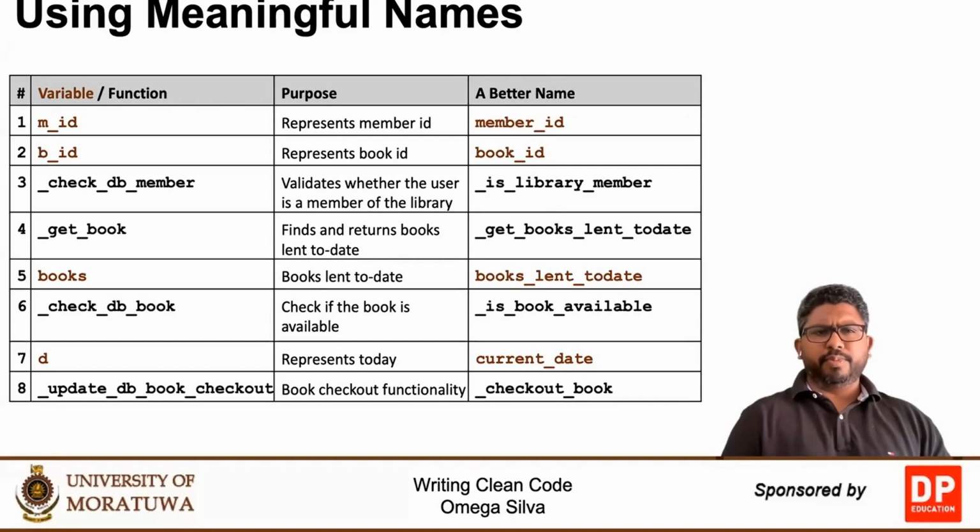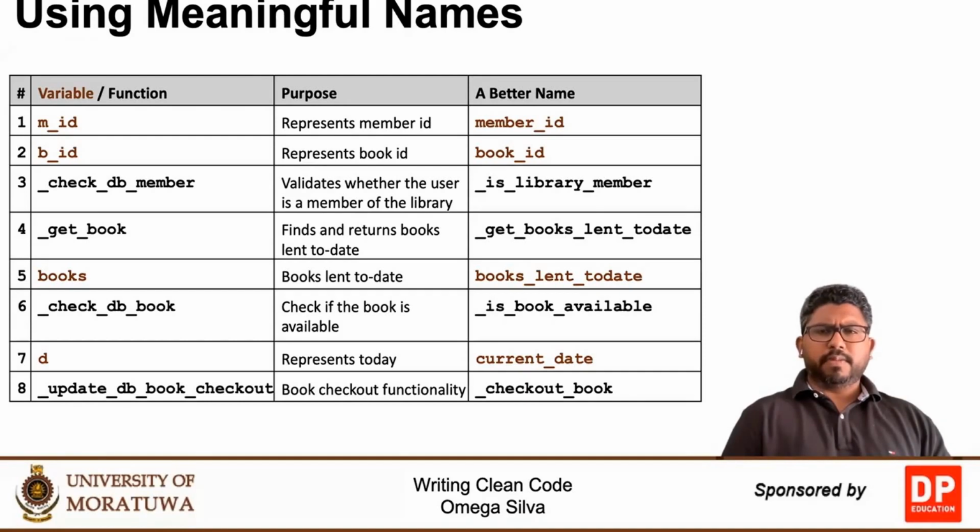So let's look at the first two, MID and BID. Obviously, these represent the member ID and book ID. And if we name them as such, as member ID and book ID, they don't need any explanation at all. It is quite clear to the reader what they represent. Let's look at the method name, check DB member, which validates whether the user is already a member, can be easily named as is library member, which is self-descriptive on the functionality that it performs. The same goes for the rest of those variables and methods or the functions.